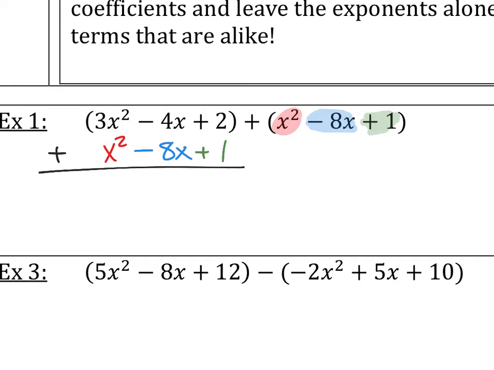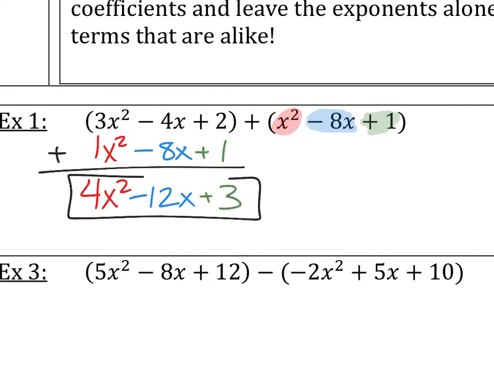The reason I'm doing that is because now I can just add like you did in elementary school. The first thing is 3x squared plus 1x squared. That's 4x squared. And then I have negative 4x plus negative 8x. Negative 4 plus negative 8 is negative 12x. 2 plus 1, my constants, is 3. That's it. I've simplified it.